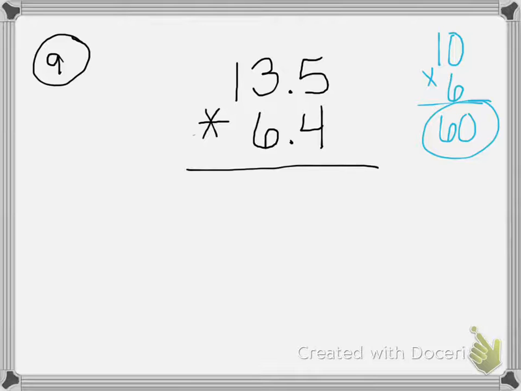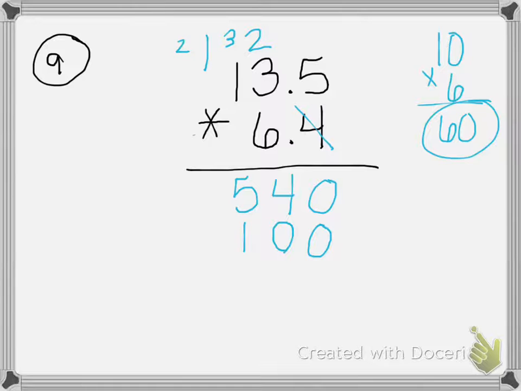Now I ignore the decimals and multiply like they weren't there. 4 times 5 is 20. Carry the 2. 4 times 3 is 12, plus 2 is 14. 4 times 1 is 4, plus 1 is 5. So now I've done the 4, we're moving on to the 6. Since it's in the tens place, I have to put a 0. 6 times 5 is 30, carry the 3. 6 times 3 is 18, plus 3 is 21. 6 times 1 is 6, plus 2 is 8.